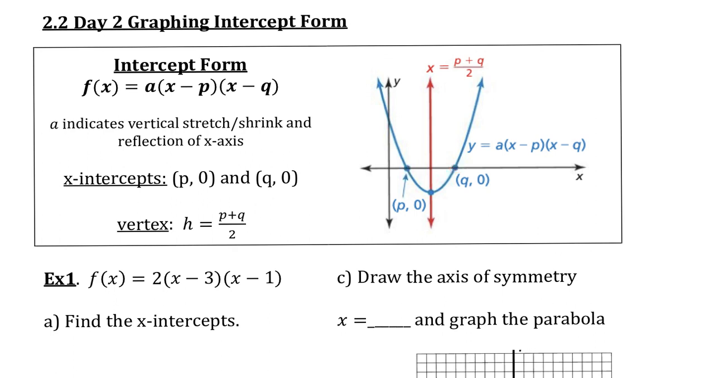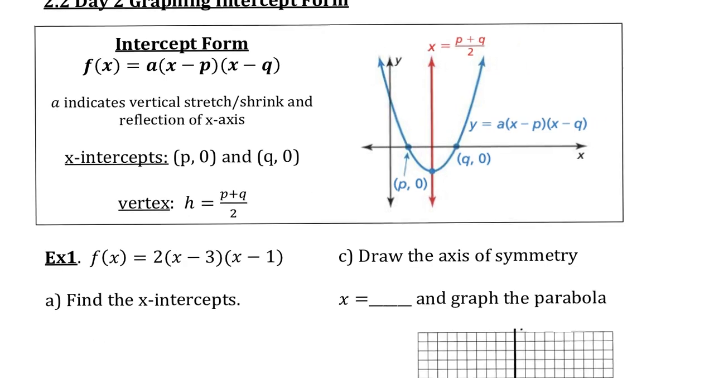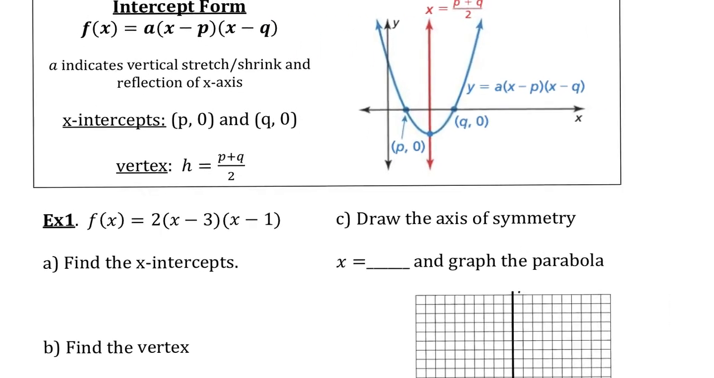Now the vertex has to be exactly in the middle of these two intercepts. So to find the middle, you can either look at the graph if they're really easy to spot, or you can do p plus q and divide it by 2, and you get the x-coordinate, and you can plug that in to get the y-coordinate. That also helps you get the axis of symmetry. Okay, let's try this.